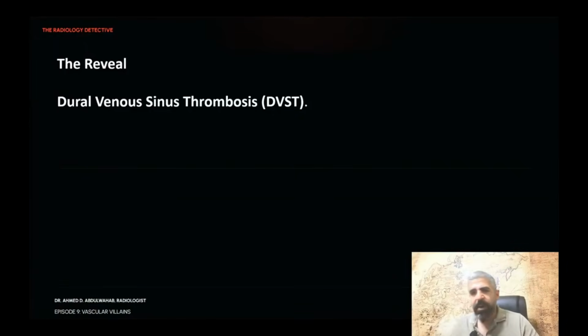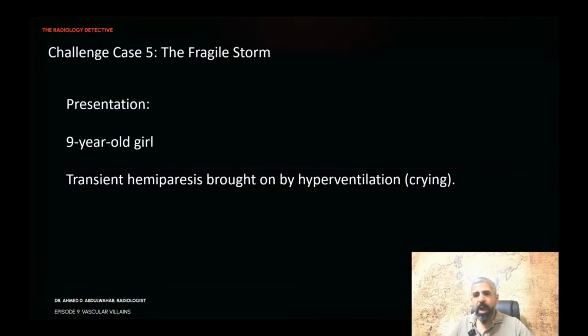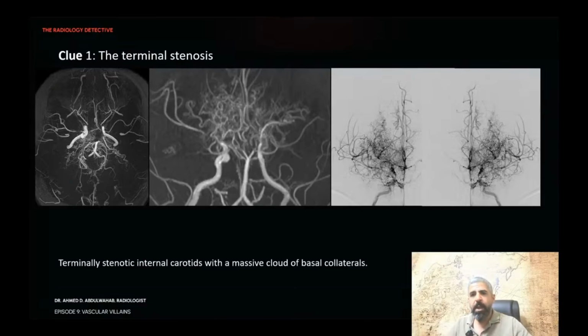Now, for our last case of this series, challenge case number 5, it's called the fragile storm. Our final case is a 9-year-old girl presenting with progressive transient hemiparesis provoked by crying or blowing on hot soup. Let's look at the MR angio and the digital subtraction angiography of this poor girl. Look at this terminal internal carotid artery. Look here and look here.